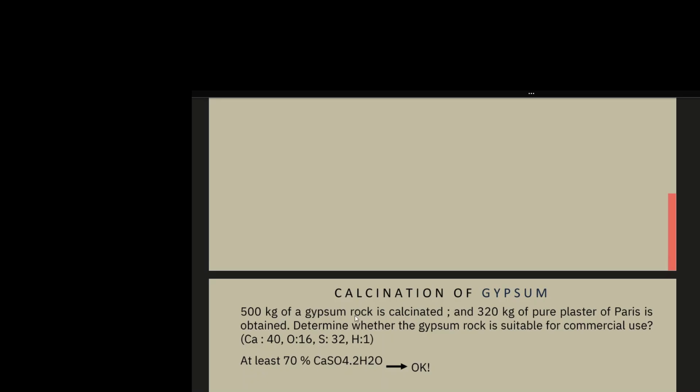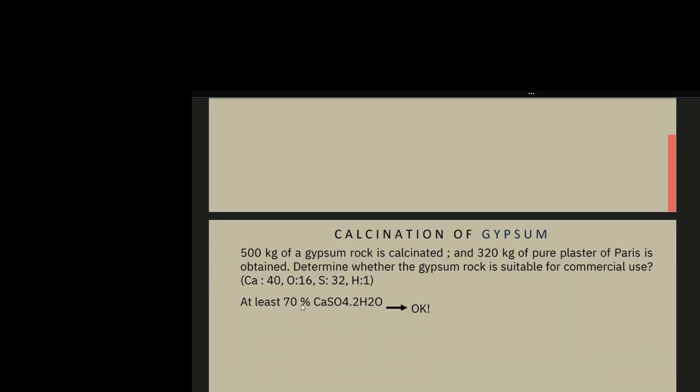Now, 500 kg of gypsum rock is calcined, 320 kg of pure plaster of Paris is obtained. Determine whether the gypsum rock is suitable for commercial use. So in here you list these values. Carbon has 40, 16, 32, and I'll do these two questions in our next videos.